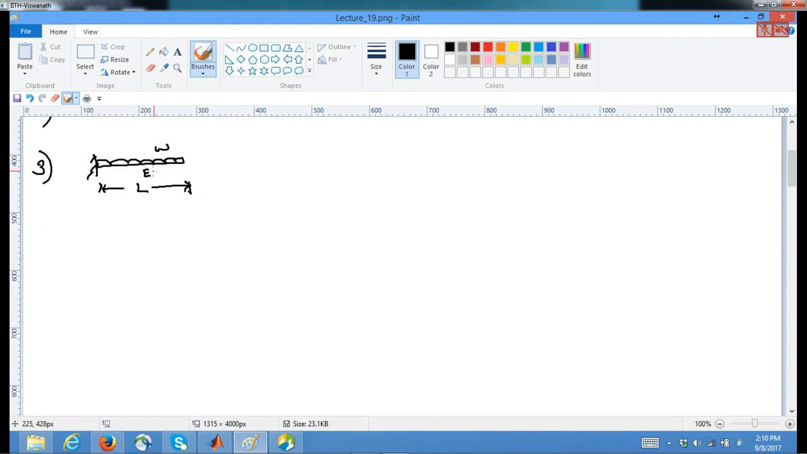and flexural rigidity is EI, where we'll take W equals, and L equals 100 inches, E equals 30, and I equals 100 inch to the fourth.